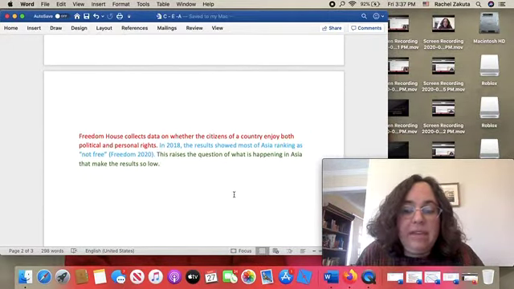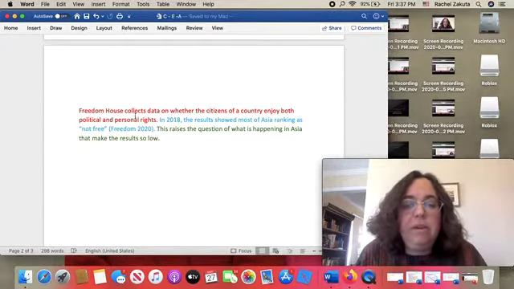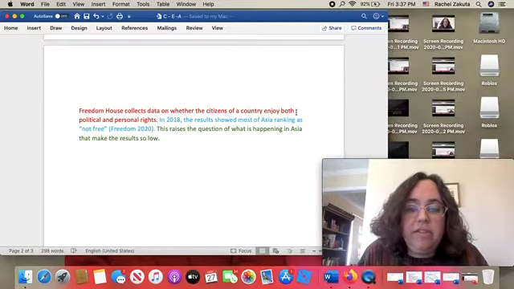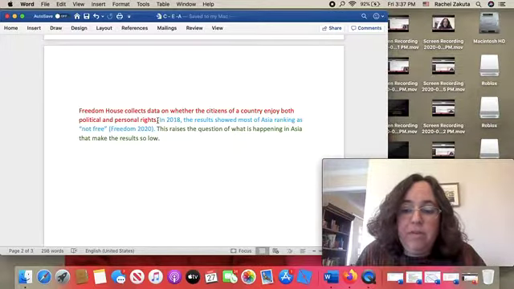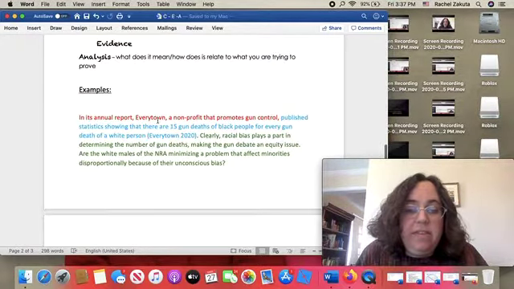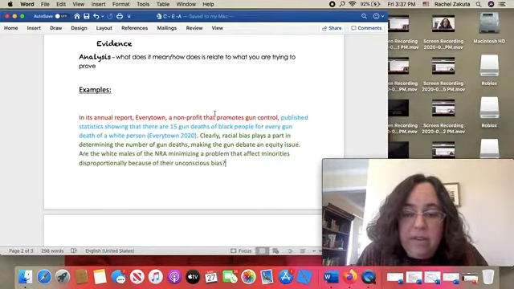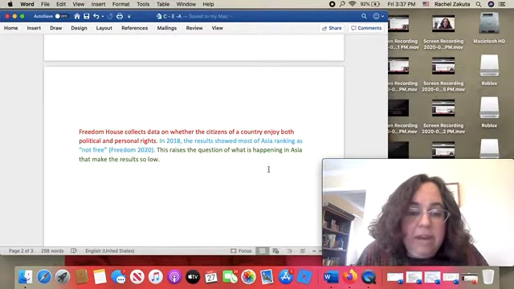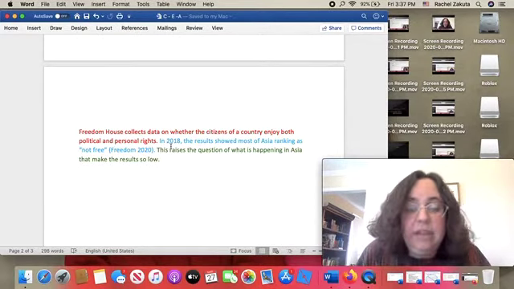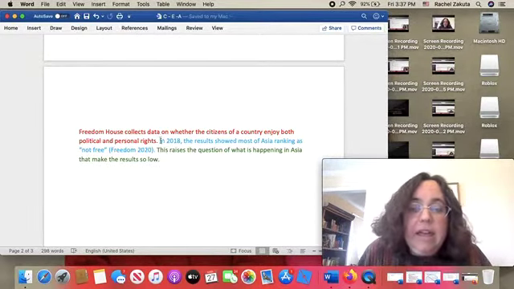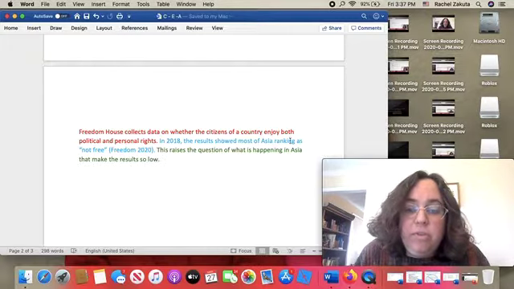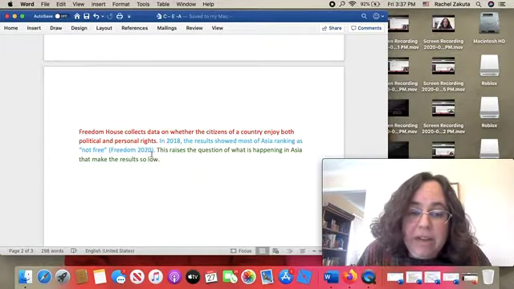Second example. Freedom House collects data on whether the citizens of a country enjoy both political and personal rights. That's where the info is coming from. Notice that in this example, it was part of another sentence. That's fine. Context can be a partial sentence. And in the previous example, the context was a whole sentence. Either way is fine. In 2011, the results showed most of Asia ranking as not free.